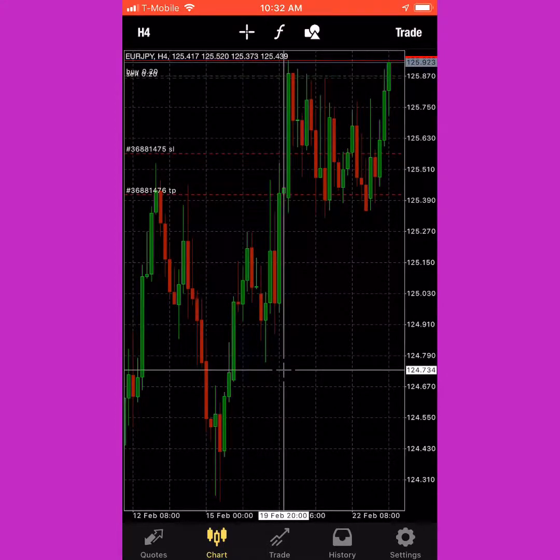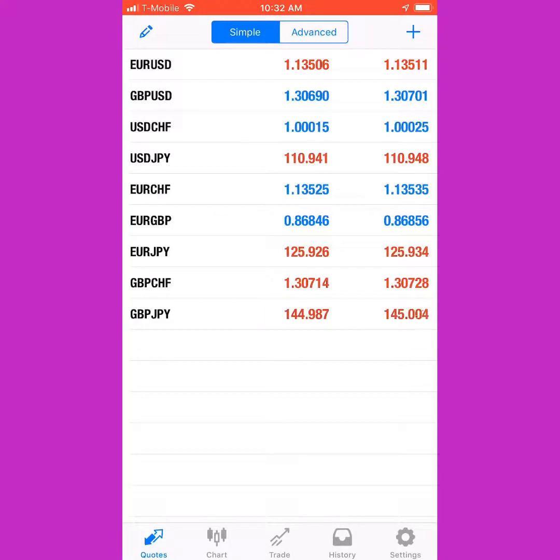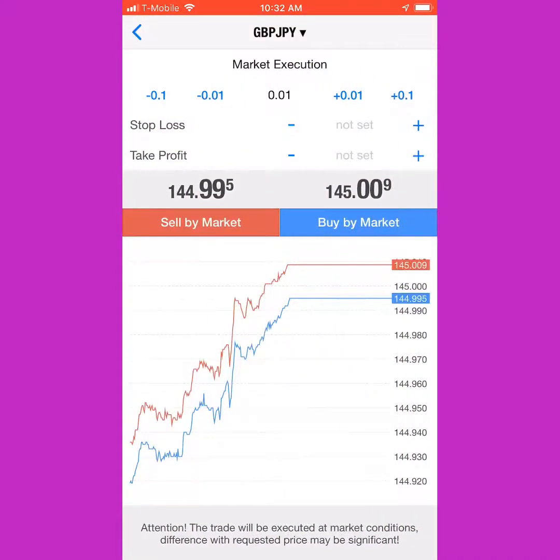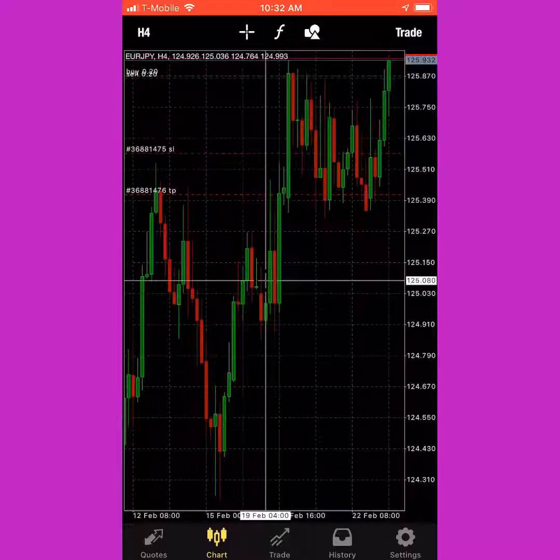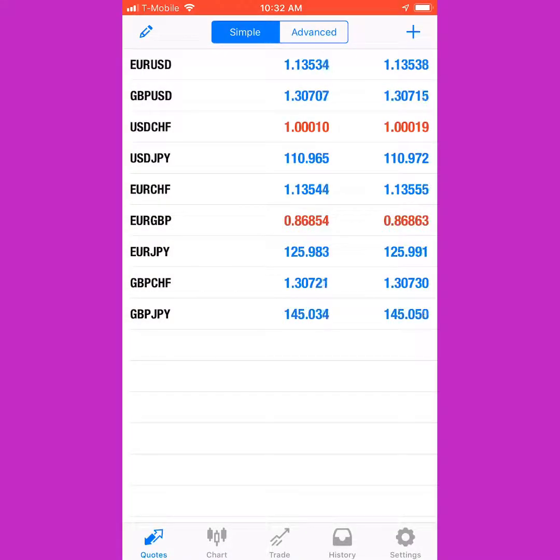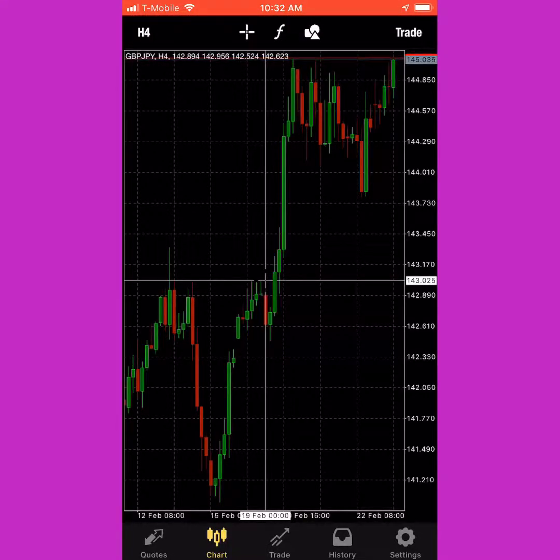All right, I'm also going to do the same trade on the pound yen, because this is GBP JPY, right? That is pound sterling Japanese yen. Okay, let me just show you the chart first. It's also at the resistance level as well. Let me go to the chart for pound yen. So you can see it's also at the resistance level.